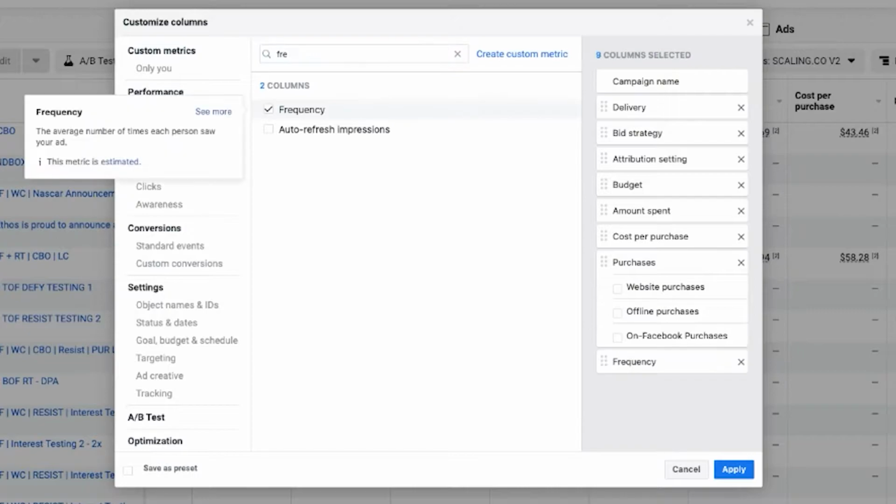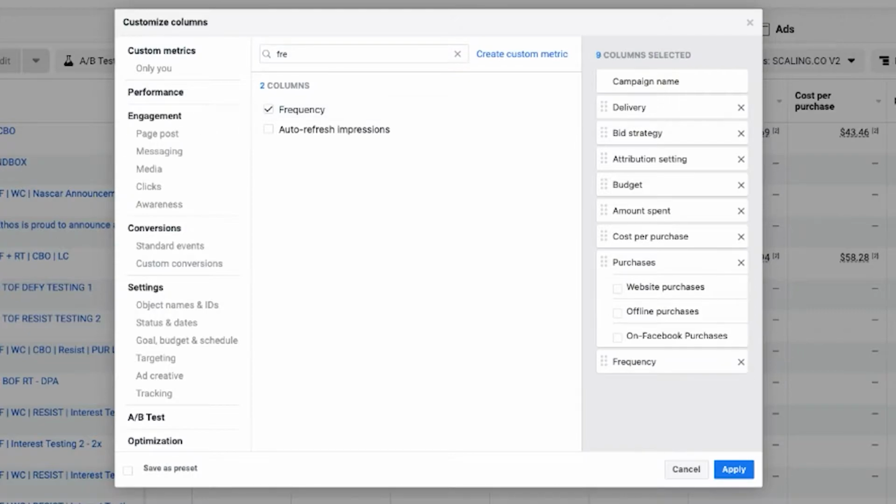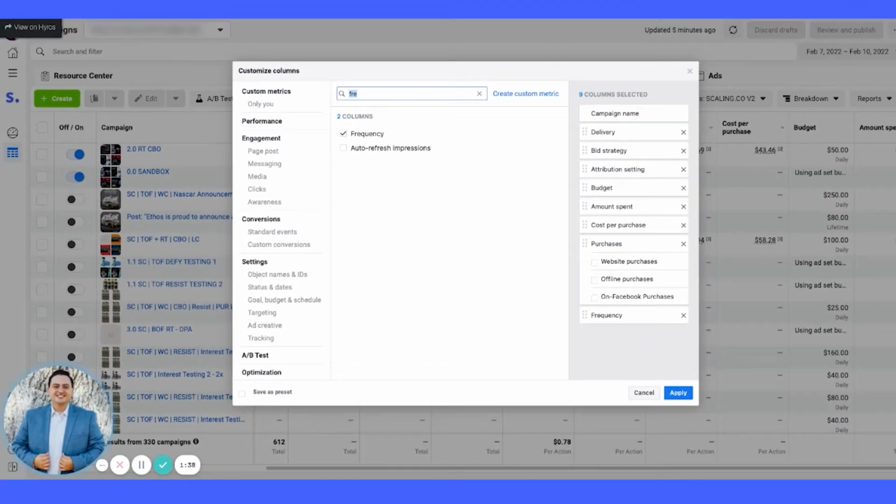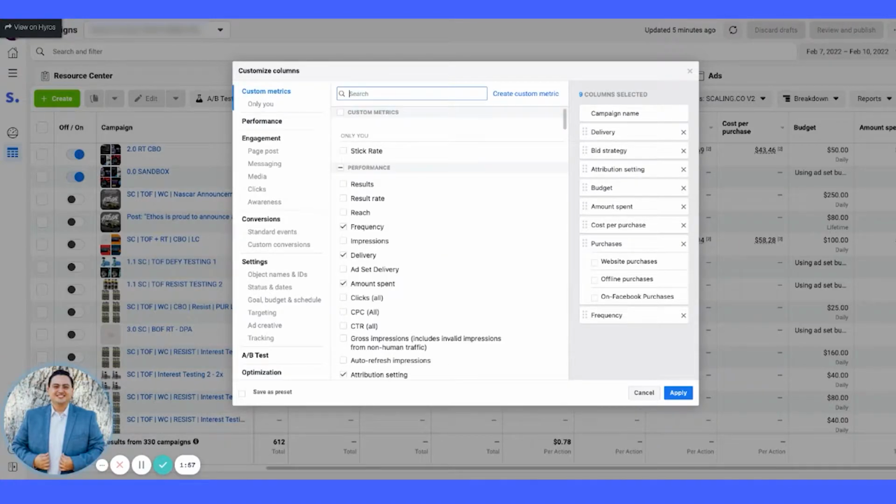Next is frequency. Use frequency to keep an eye on how many times your ads are being seen by these audiences. Usually I look at retargeting to be around like 5, 6, 7, 8 is kind of okay. And then top of funnel around 1 frequency. If it gets to 2 and you see performance declining, for example, that's probably why. So just keep that in mind.